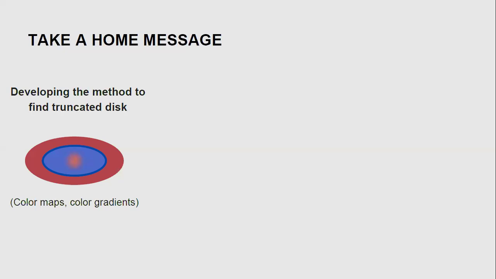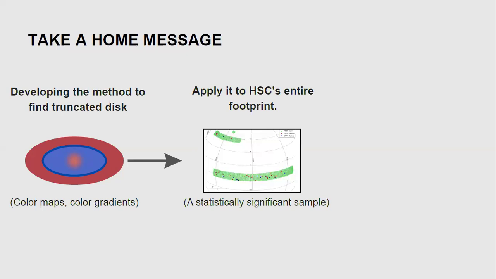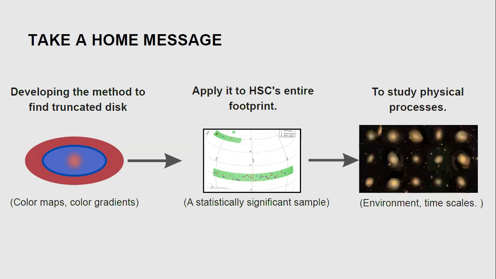So my take-home message is, I'm developing the photometric method to find the truncated star forming disk: color maps, color gradient, radius. Then I want to apply it to the Hyper Suprime-Cam footprint to create a statistically significant sample. And finally, study the physical processes, environment, and time scale, using simulation and observation, and that's my work. Thank you for your attention.